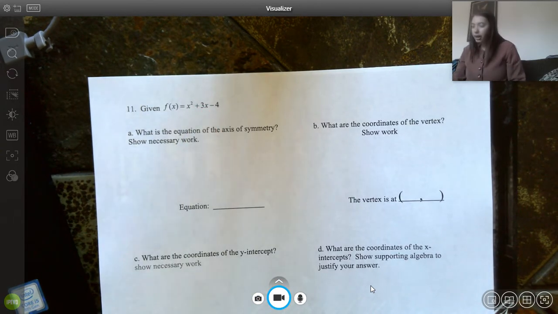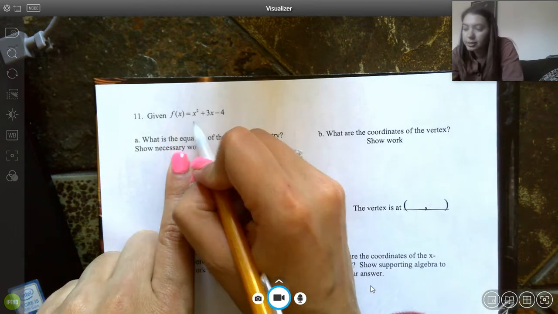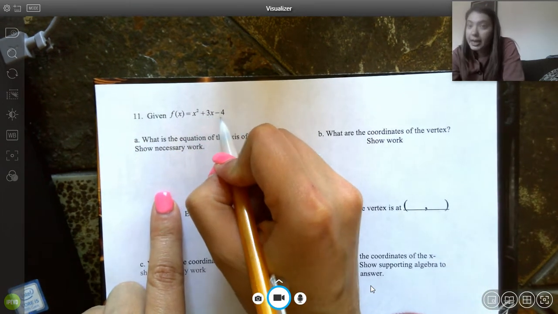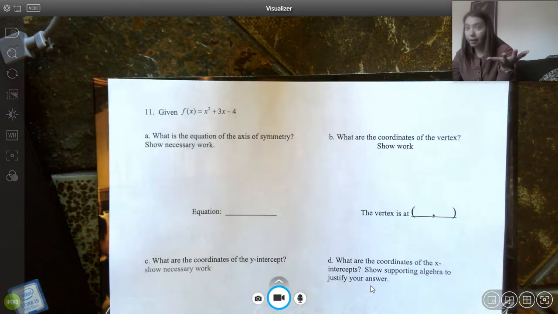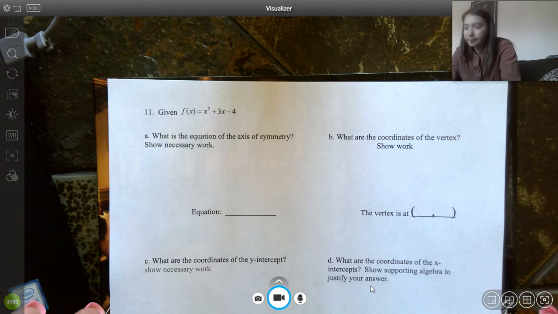So number 11 gives us the function of x squared plus 3x minus 4. Now notice, I do not have a calculator anywhere in my hands. So we definitely can do all of this work without needing our calculator. Now, you will probably have it out with you when you're doing this asynchronous work, so you can always use it to check. And you'll probably have it out during your quiz, but just know that everything we're doing right now, we do not need a calculator for.